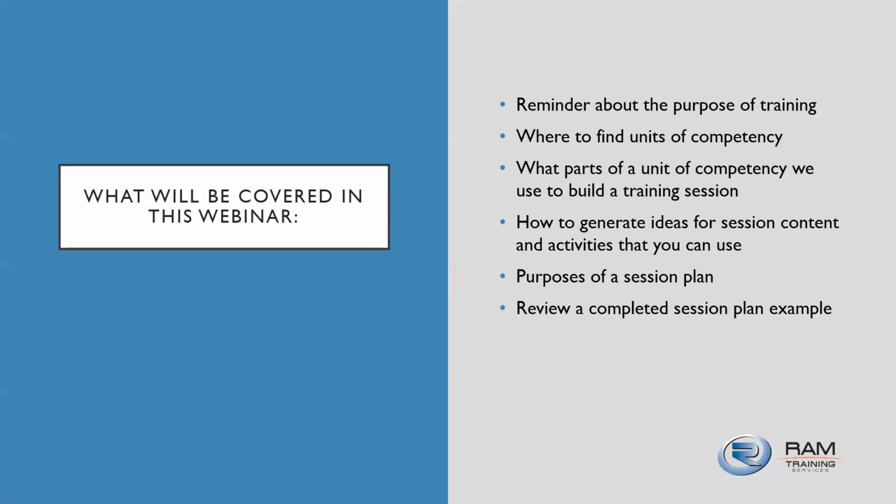So what will be covered in this video? First of all, a reminder about the purpose of training. What are we really here to do? Next, where do we find units of competency? You may have forgotten about where we actually go to do that. Next, what parts of a unit of competency we use to build a training session. Next, how to generate ideas for session content and activities that you can use. Next, purposes of a session plan. Why do we have them, and what are they actually there to do? And last of all, review a completed session plan example so that you've got some reference points and some examples to go from there. All right, so now let's jump into it.